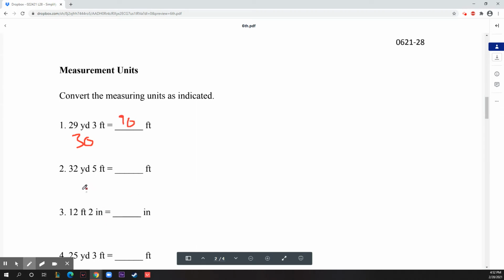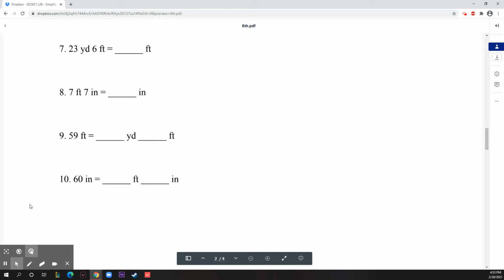32 yards and 5 feet. We know that that's actually 33 yards and 2 feet, or you can just go with 32 and 5 feet, whichever one you think is the easiest for you to work with. So then you get 99. You multiply this 33 by 3 to convert to feet. So it's 99 feet and 2 feet, which is just 101 feet. Okay, one more. 12 feet and 2 inches, where 1 foot is 12 inches. So you just multiply by 12 and you get 144, and then you add 2 to get 146 inches.